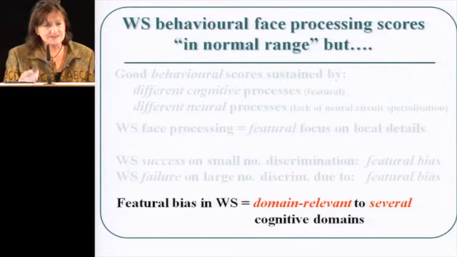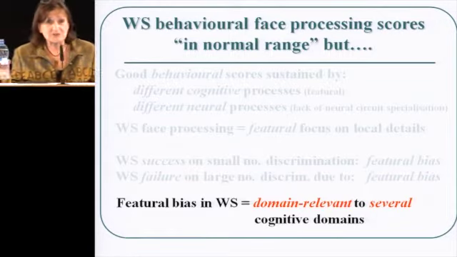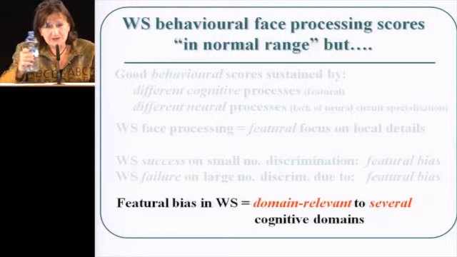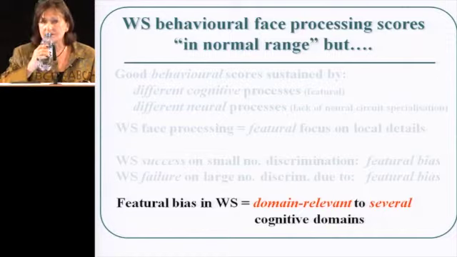And for many people, they stopped testing Williams syndrome face processing because they got scores in the normal range. But we were curious and said, maybe those scores are coming from different cognitive and different neural processes, and it turned out to be the case.